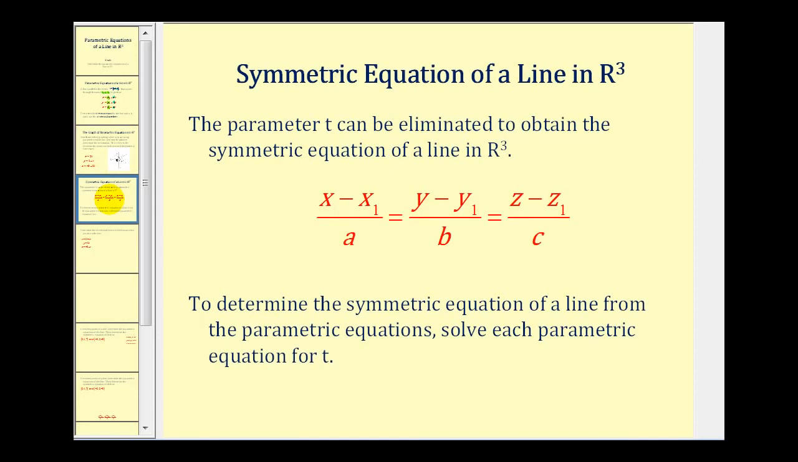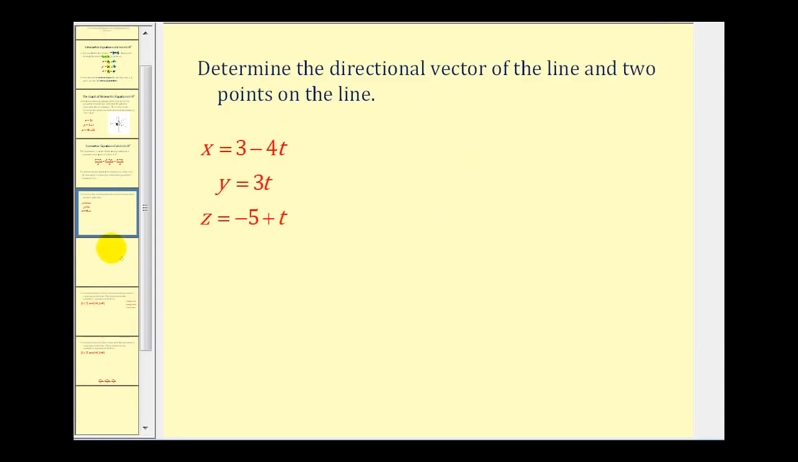The parameter t can be eliminated to obtain what's called the symmetric equation of a line in R3. So this form of a line in space is a symmetric equation of a line. To obtain this, what we can do is solve each equation for t and then set them all equal to each other. Let's go and take a look at an example. Here we want to determine the directional vector of the line and 2 points on the line.